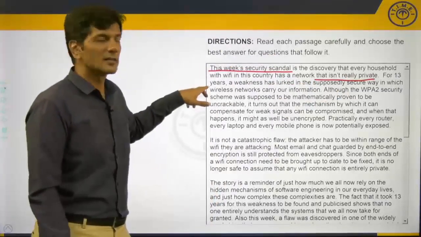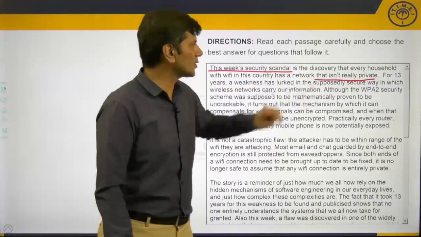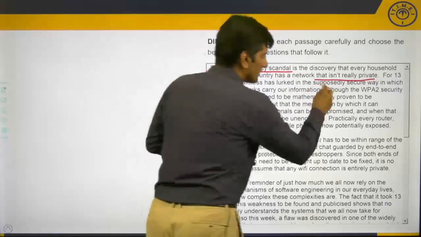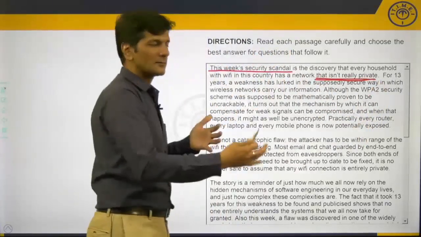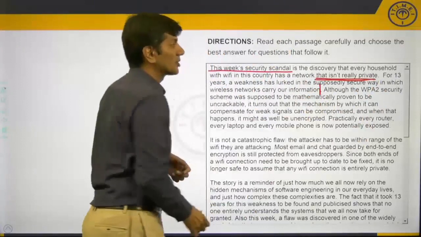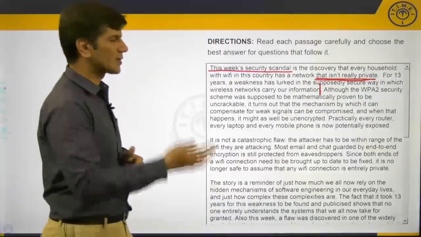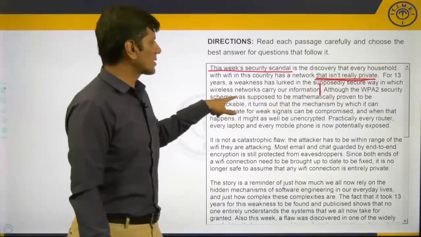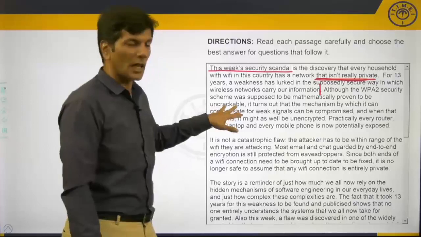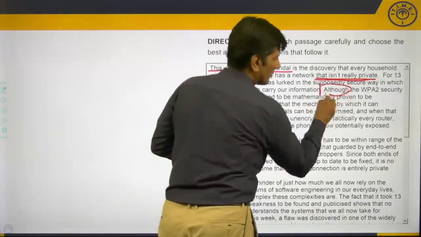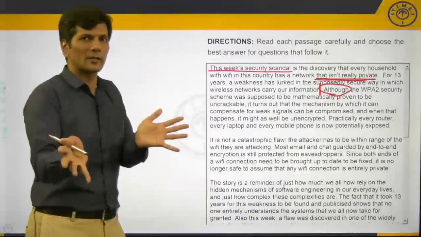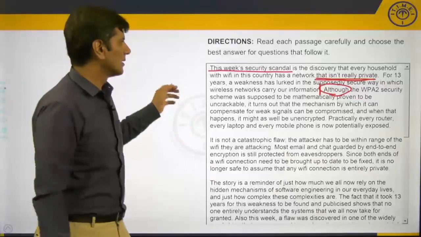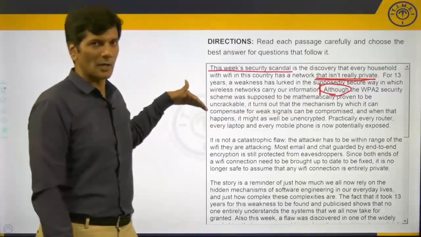Then, for 13 years, a weakness has lurked in the supposedly secure way in which wireless networks carry out information. So how old is this misconception that we are secure? It goes as early as 13 years. Although the WPA2 security scheme was supposed to be mathematically proven to be uncrackable, this is a keyword. When you read something like although, you should expect a thought contrast. So the second part of your sentence will be a thought contrast to the first part. So it was supposed to be uncrackable.